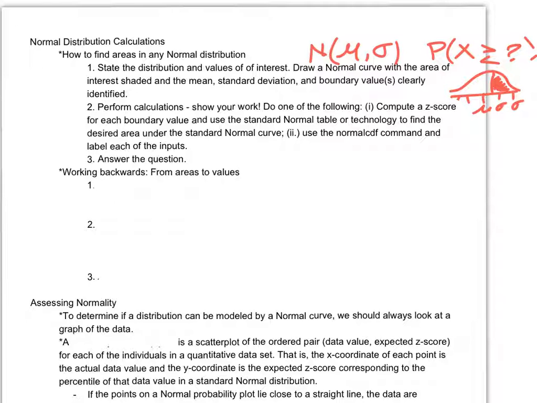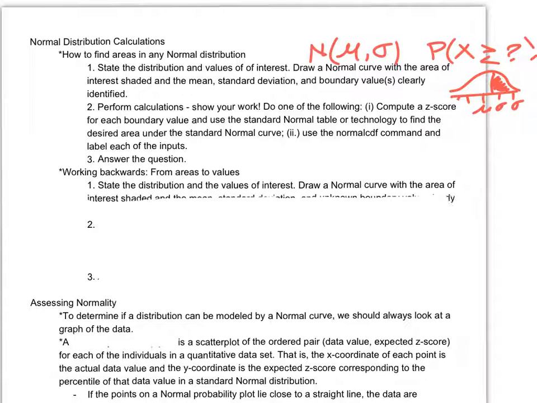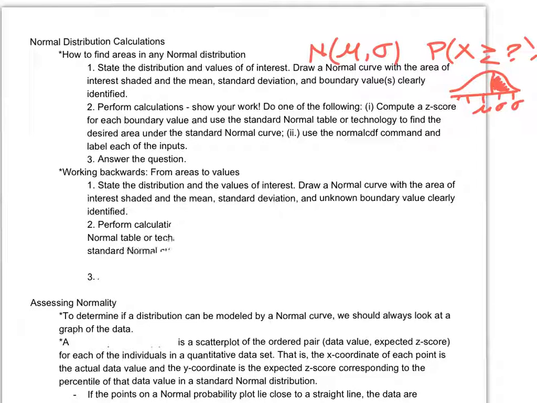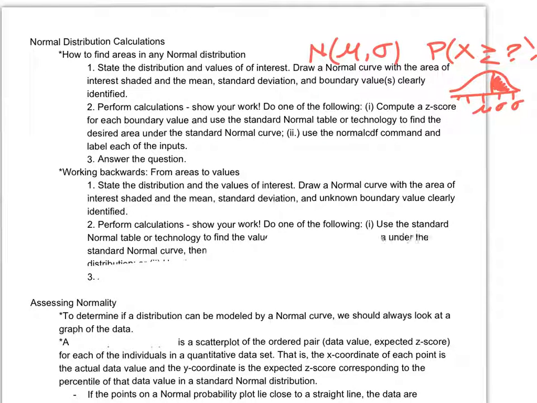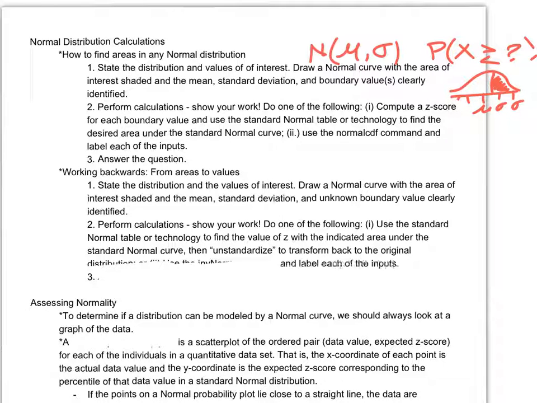Now, if we're working backwards and going from areas to values, we're still going to state our distribution. We're still going to draw the normal curve with the area of interest shaded, mean and standard deviation, and your unknown boundary value clearly identified. Then we're going to perform our calculations, showing our work by doing one of the following. We're going to either use the standard normal table or technology to find the value of z with the indicated area under the standard normal curve. Then we're going to undo that standardization.